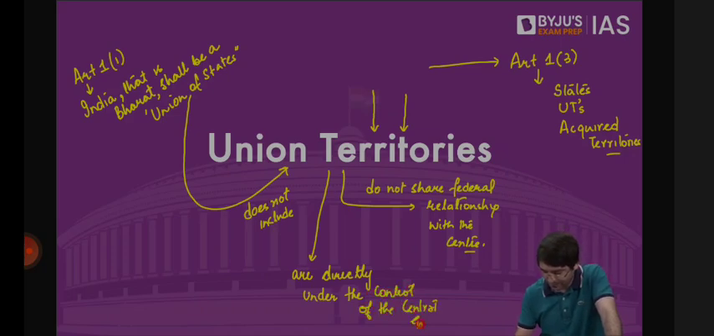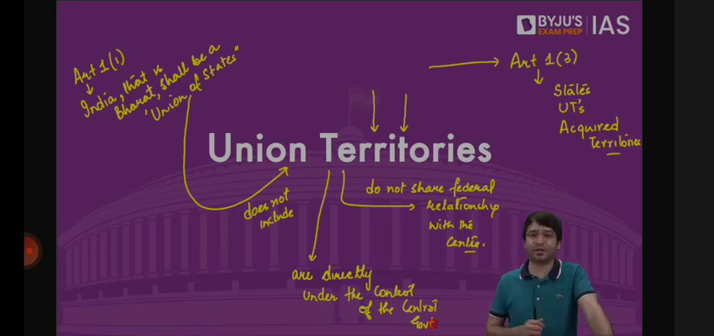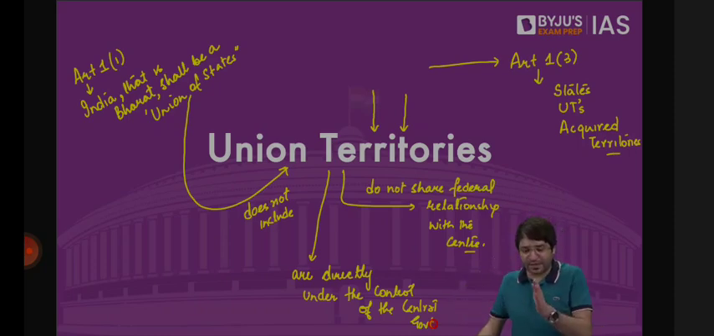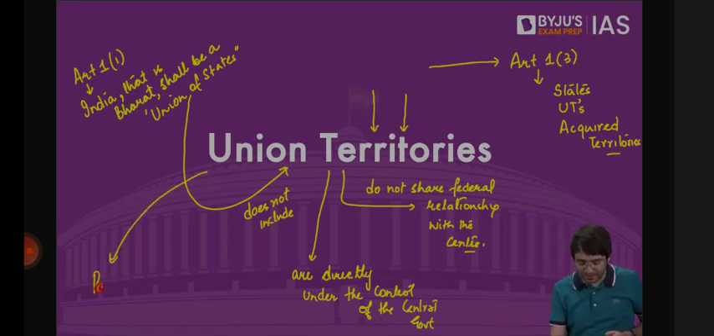When we say these are directly under the control of the central government, it basically means, who is going to be the executive head of these union territories? President. Because the president is the head of the central government. And since these union territories are directly controlled by the center, the executive head of these union territories is the president. Who is the executive head of a state? Governor. Who will make laws for a state? Legislative assembly. Who will make laws for a union territory? Parliament. Why? Because Parliament is the central legislature, the union legislature.